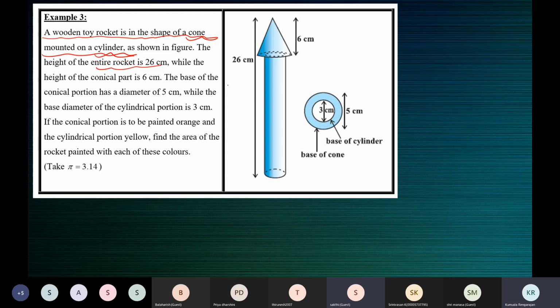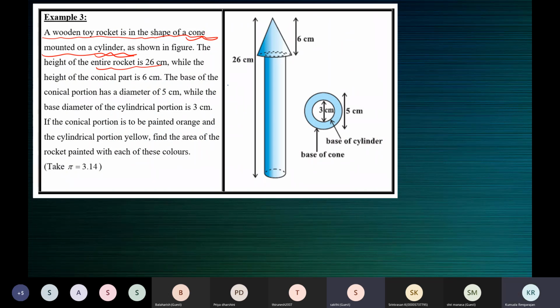The height of the entire rocket is 26 centimeters, while the height of the conical part is 6 centimeters. So the conical part is 6, totally 26, so the cylindrical part will be 26 minus 6, 20 centimeters. The base of the conical portion has a diameter of 5 centimeters. I'm pausing so that you can absorb that information. The base diameter of the cylindrical portion is 3. That means the cone will stick out of the cylinder.